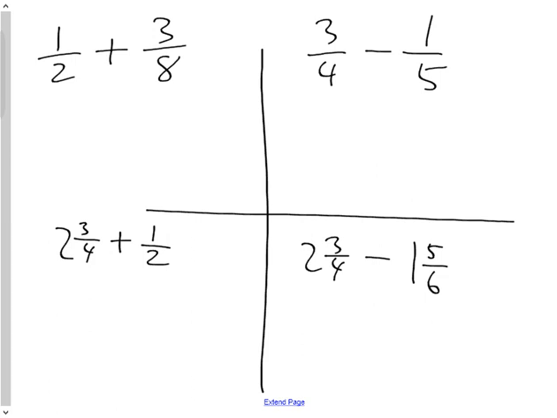Now, some of you could probably do that in your head because you can probably make the transition in your head and say that's 7/8 because a half would be 4/8. 4/8 plus 3/8 is 7/8. But you have to first find your common denominator.